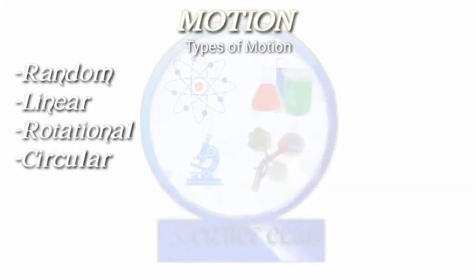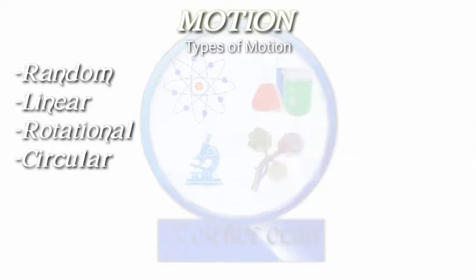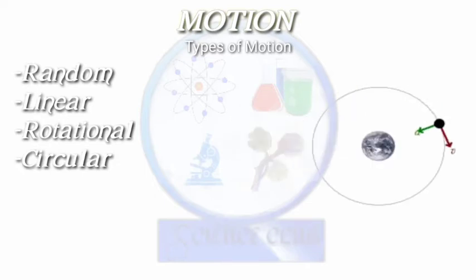This is a type of motion that involves the movement of an object from one point to another in a linear path. Rotational motion is a movement of an object about a fixed point or fixed axis. Circular motion is a movement of an object along the circumference of a circle or rotation along a circular path. Example is the motion of planets in space.